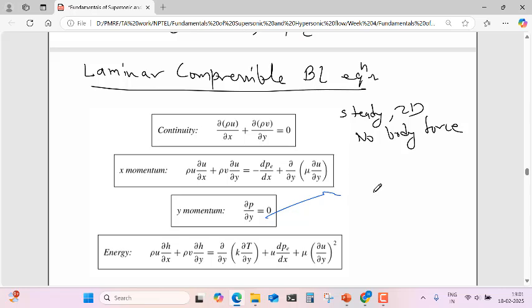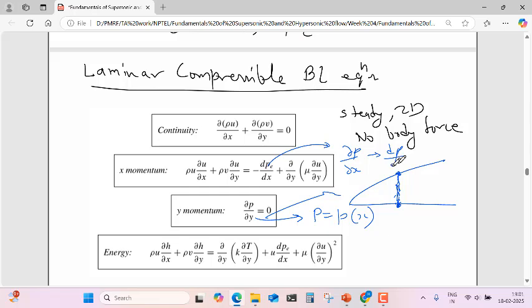From this equation, you can see that if, let's say, on a surface there is one boundary layer, then at a location pressure does not change normal to that surface. So whatever pressure is at the wall, it will be the same at the edge of the boundary layer or any point in between. So pressure does not change with respect to y. It means pressure is a function of x only. That's why in this x momentum, this ∂p/∂x is written as dp/dx.